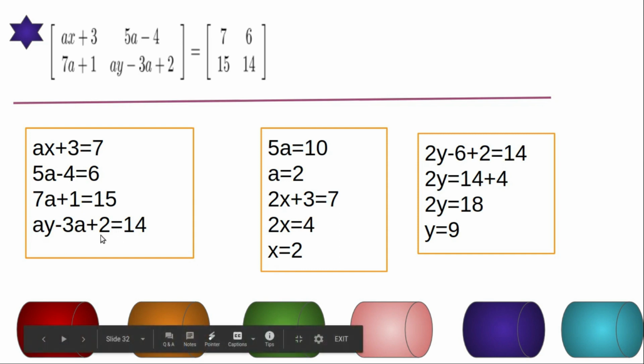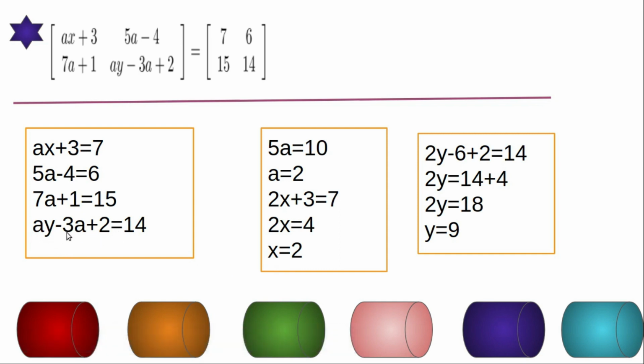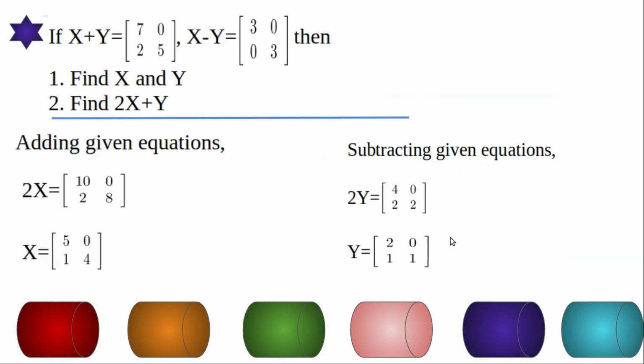Now take this last equation, fourth equation, ay minus 3a plus 2 equal to 14. a is equal to 2. So 2y minus 3 into 2 is 6. Then plus 2 equal to 14. So 2y minus 6 plus 2 is minus 4. Take that minus 4 to RHS. It becomes plus 4. 14 plus 4 is 18. So 2y equal to 18, y equal to 9. So values are a equal to 2, x equal to 2, y equal to 9.